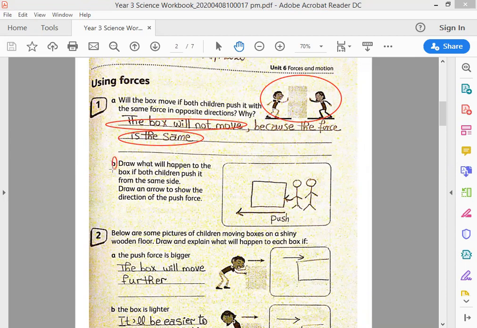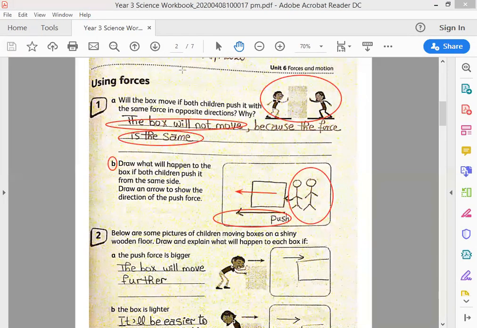In question B, he asks you to draw what will happen to the box if both children push it from the same side. If they both stand on the same side, what is going to happen to the box if they start to push? And he asks you to draw an arrow to show the direction of the push force. If they stand on this side, they are going to push forward so they can move the box.